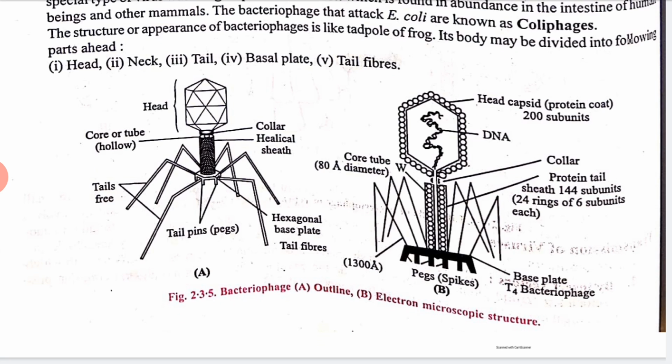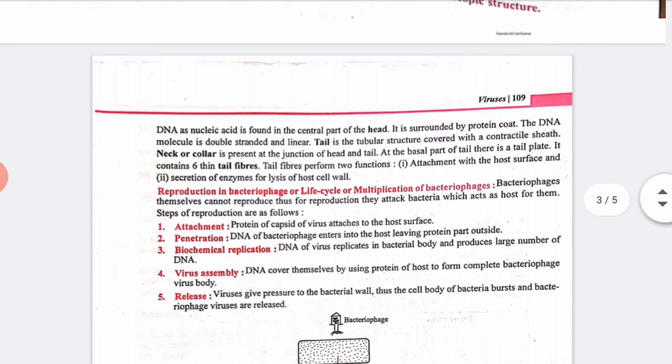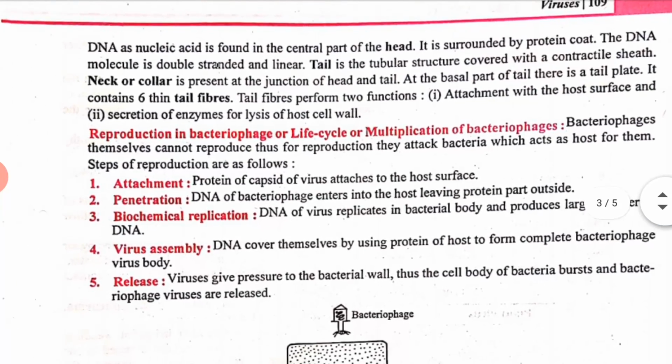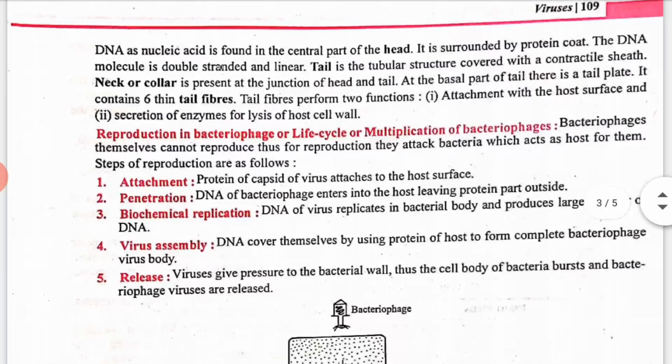This is the outline, and in the B point we have the electron microscopic structure of the bacteriophage. DNA as nucleic acid is found in the central part of the head. It is surrounded by a protein coat, and the DNA molecule is double stranded and linear. The tail is a tubular structure covered with a contractile sheath. Can you see this? Yes. Now neck or collar: when a neck is present, that means a collar is also present.